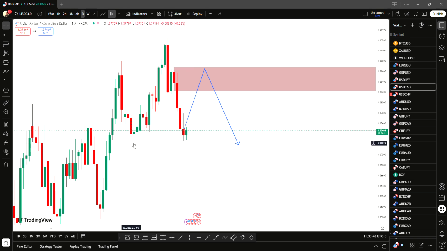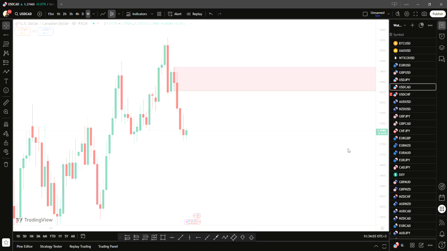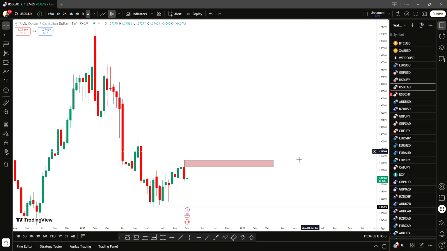If it clears for me this low up to here, then I'm going to be 100% sure that when price comes back to this area here, we are selling massively. And I want you to see the target, or where we are going to be targeting.